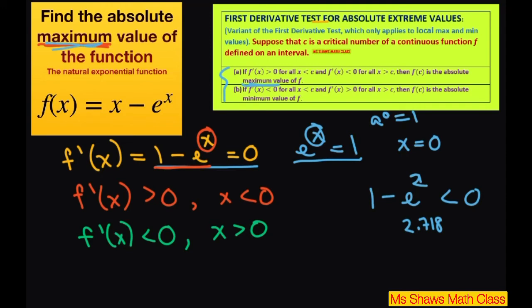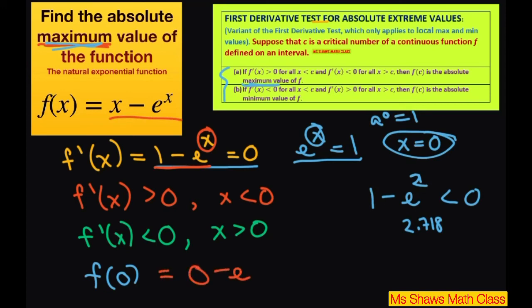But anyway, so we plug f of 0 into our original equation, and that gives me 0 minus e to the 0 power. And that's going to be 0 minus, again, anything to the 0 power is 1. And this equals negative 1. So that's the absolute maximum value of the function.